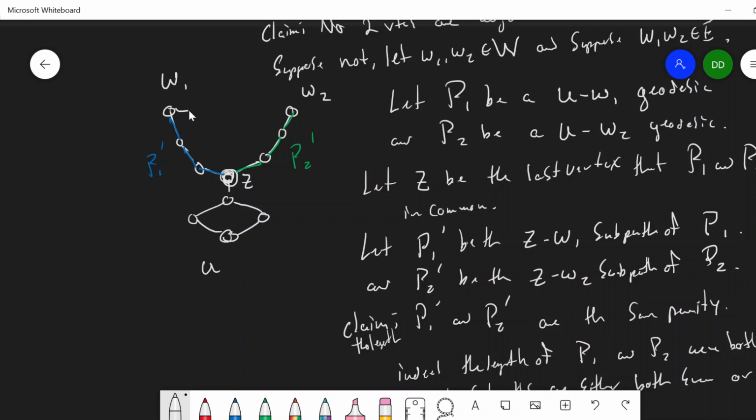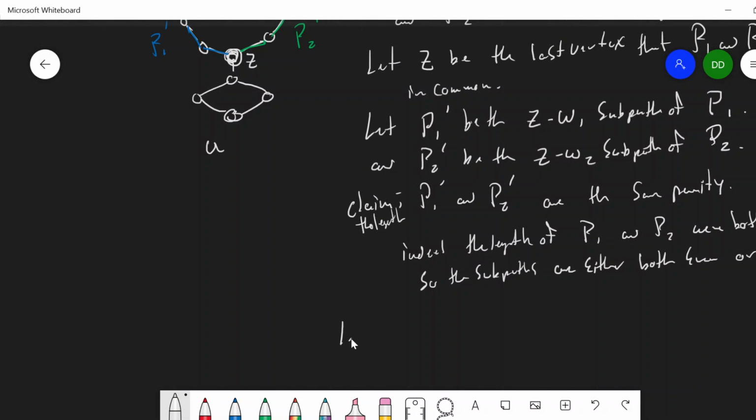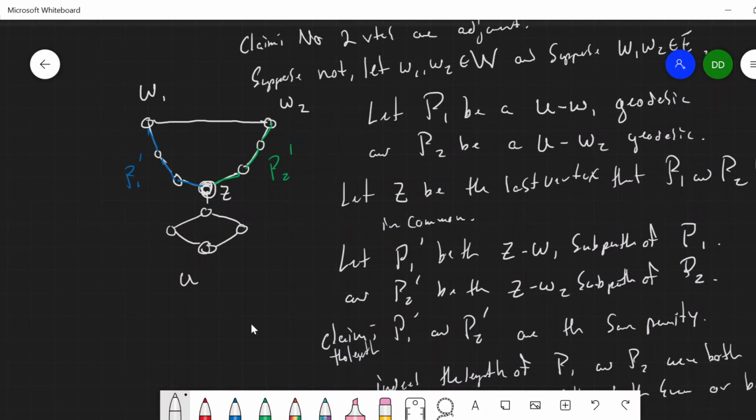Remember though that W1 and W2, these two vertices, were adjacent. So look at this cycle. P1 prime and P2 prime are the same parity, together with Z, right? So if I take two numbers of the same parity and add them together, I get an even number. With the addition of the vertex Z, I now have an odd number.